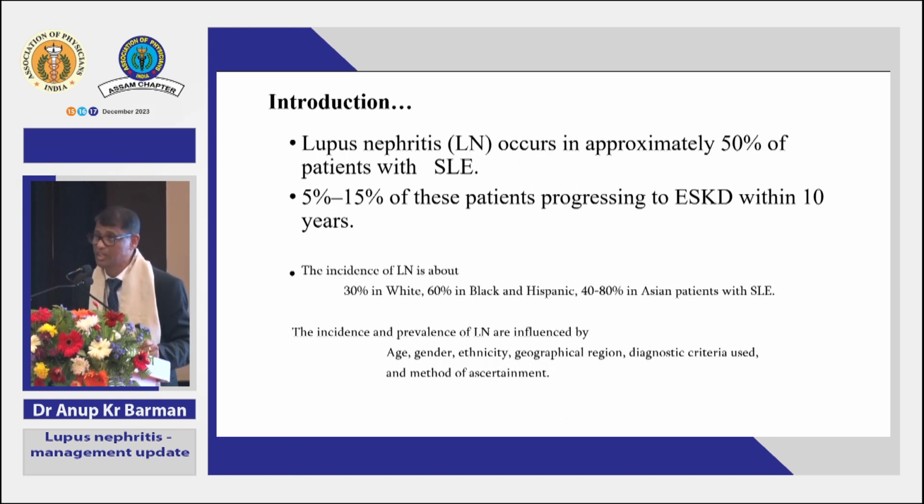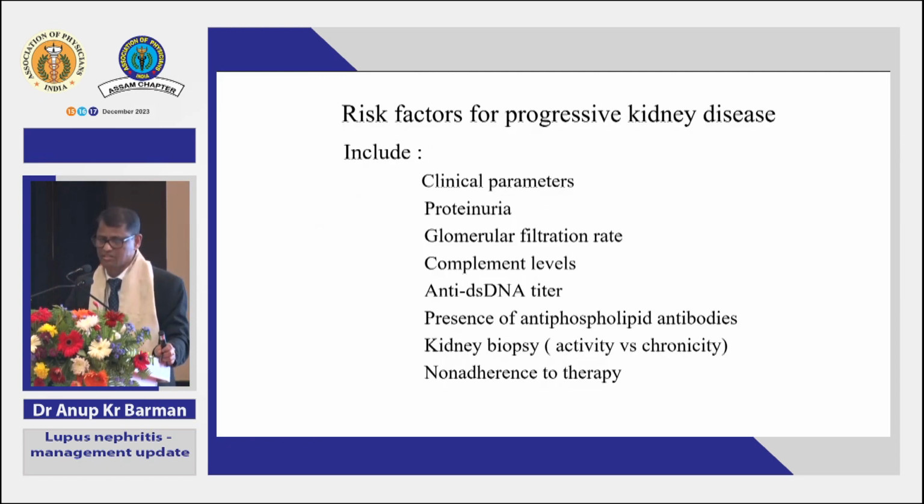It's very common in our country, as well as in this part of the country. The incidence and prevalence of the disease is usually influenced by age, gender, ethnicity, geographical distribution, and diagnostic criteria, etc. These are some risk factors for progressive kidney disease.